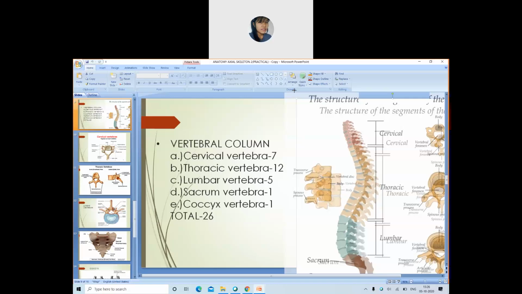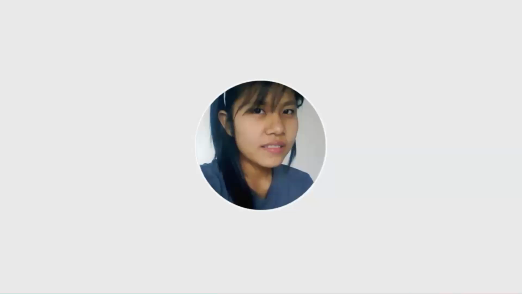In the cervical, you'll get 7. Thoracic 12. Lumbar 5. Sacrum 1. Coccyx 1. So altogether, if you calculate, you will get 26. So in the axial skeleton, the total number of bones you will get is 80. Okay, 80 axial bones you will get.